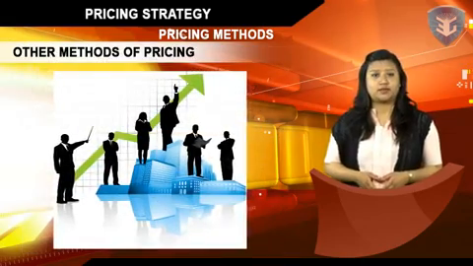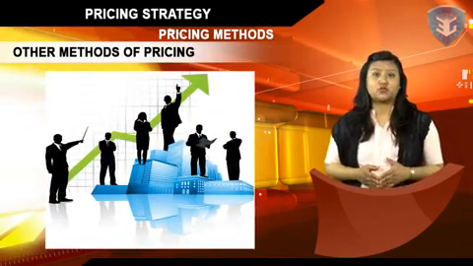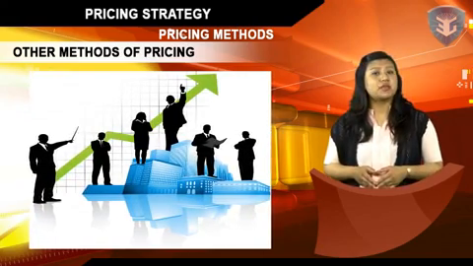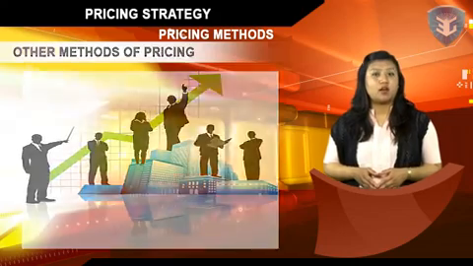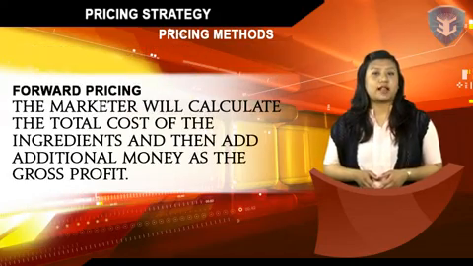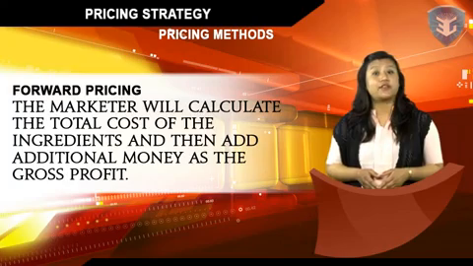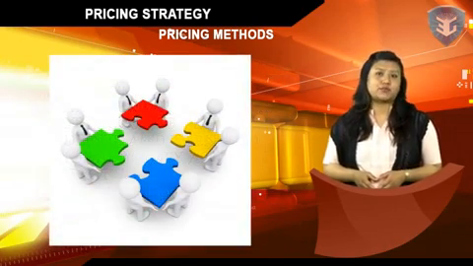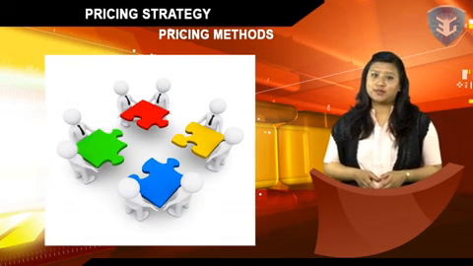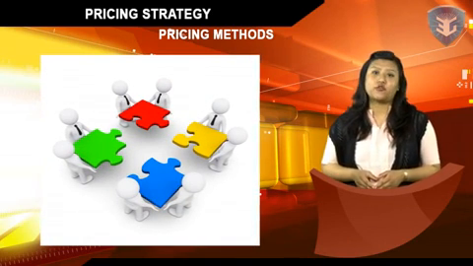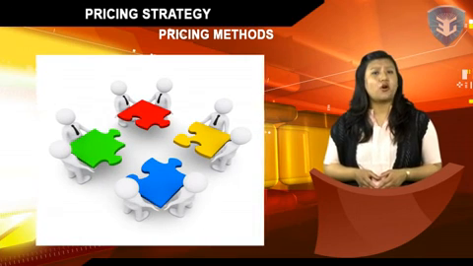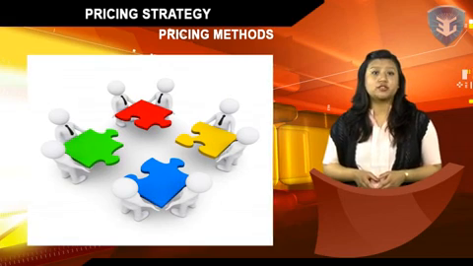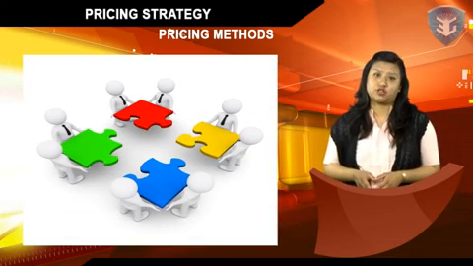Other methods of pricing. There are other pricing methods which may be used by operators depending on the individual operation, and some may use a mixture of a number of methods. Forward pricing. The marketer will calculate the total cost of the ingredients and then add additional money as the gross profit. This is often expressed as a percentage and referred to as the gross margin, and similar groups of products, for example all starters, will often have a similar percentage of profit applied to them in order to ensure that an overall gross profit target is achievable.